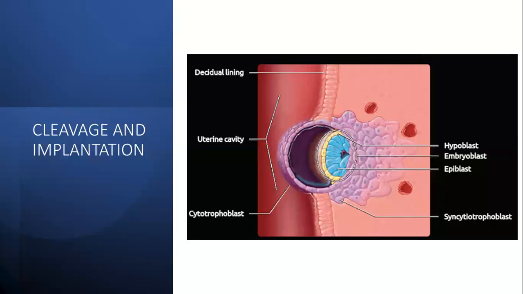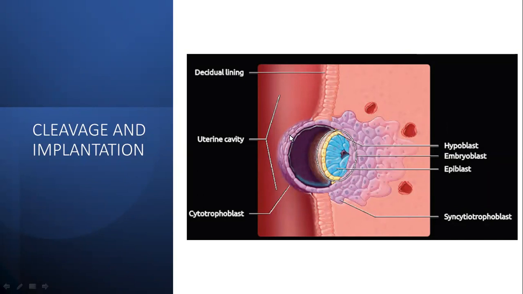So this is now our decidual lining. This is the endometrium. This is the decidual lining. This is our blastocyst, which is implanting into the endometrium. Initially, it has two cell types: the trophoblast and the embryoblast. The embryoblast is the one which will eventually form our embryo or our embryonic disc.